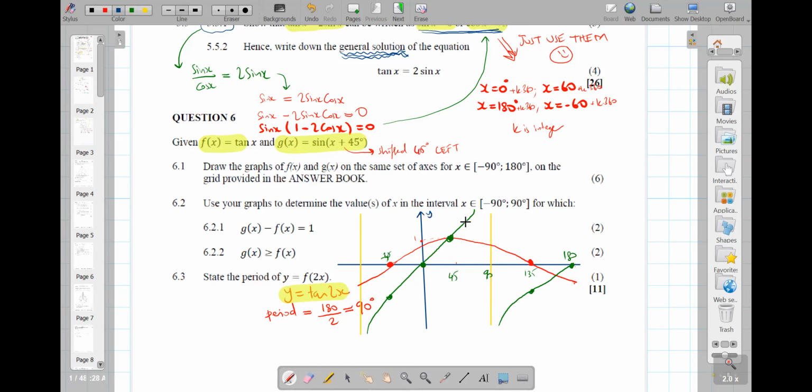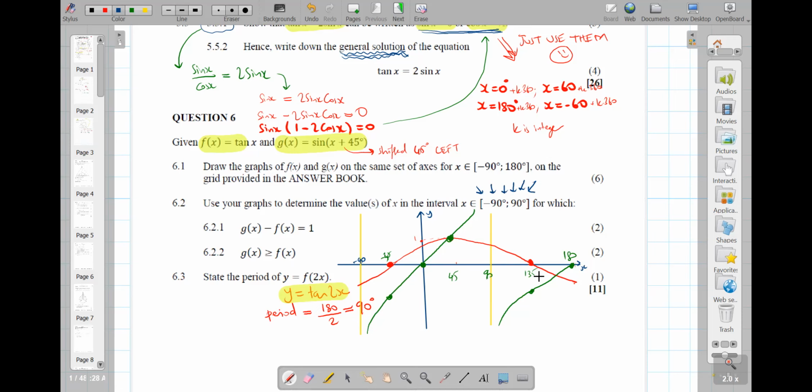Be careful with drawing the asymptote lines and special values, those 45, 90, minus 90. Then you get your full 6 marks. Now, in the previous question, you see, they indicated us to stop only, the answer is only between minus 90 and 90.